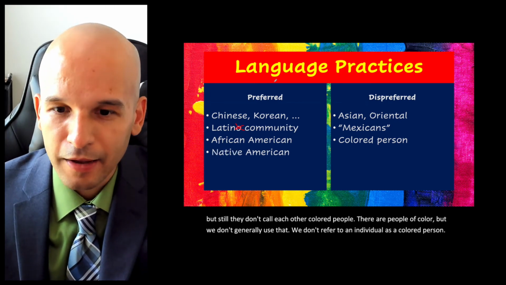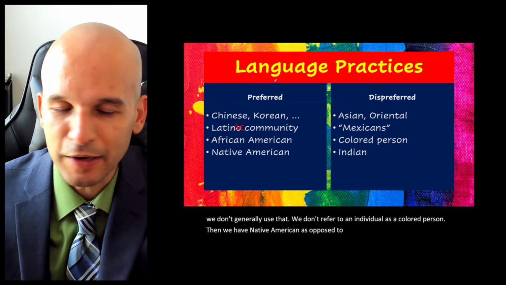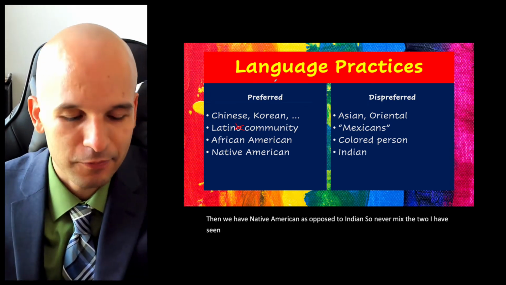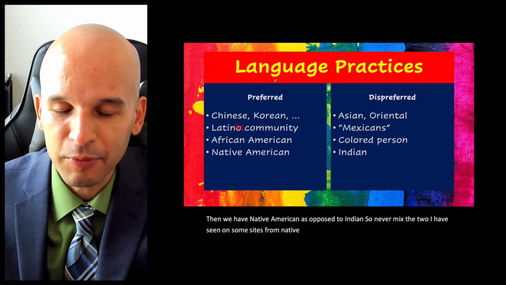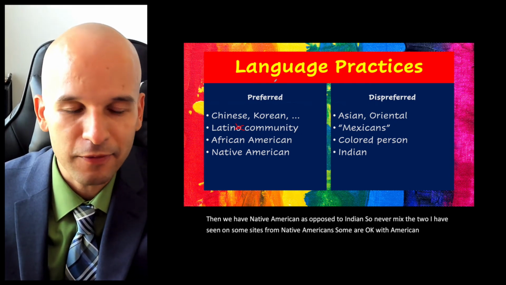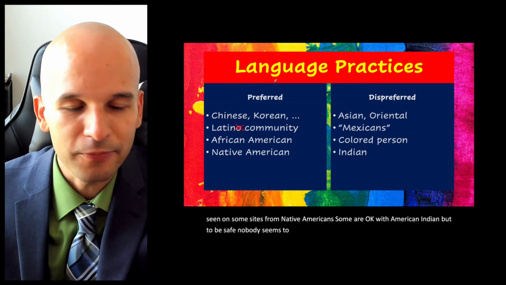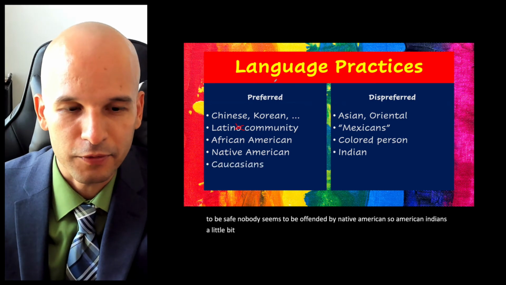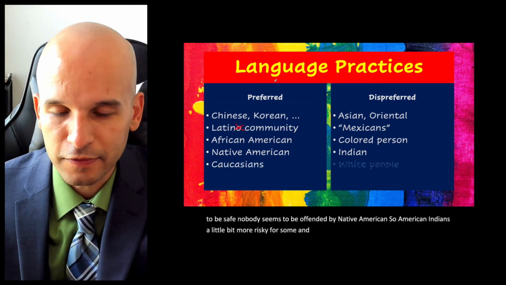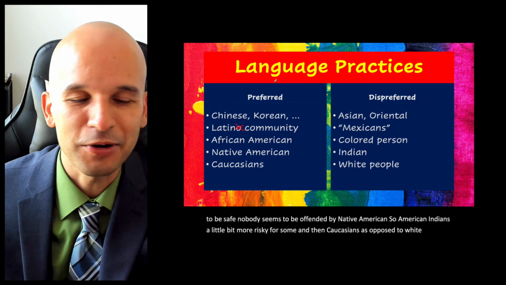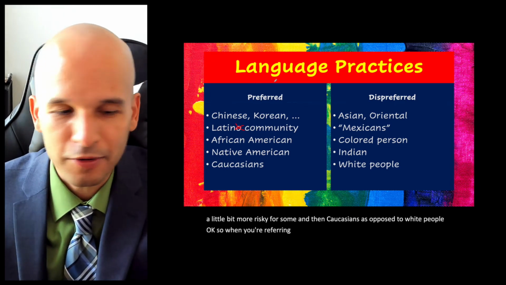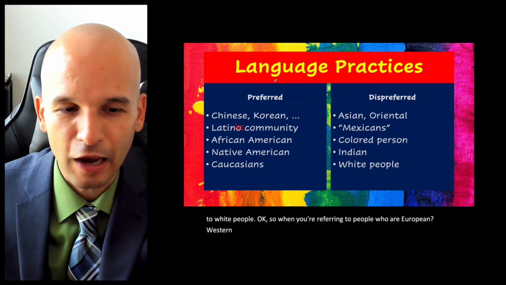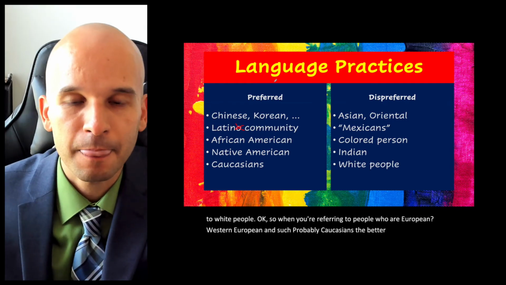Then we have Native American as opposed to Indian, so never mix the two. I have seen on some sites from Native Americans, some are okay with American Indian, but to be safe, nobody seems to be offended by Native American. So American Indian's a little bit more risky for some. And then Caucasians as opposed to white people. So when you're referring to people who are European, Western European and such, probably Caucasian's the better term to use.